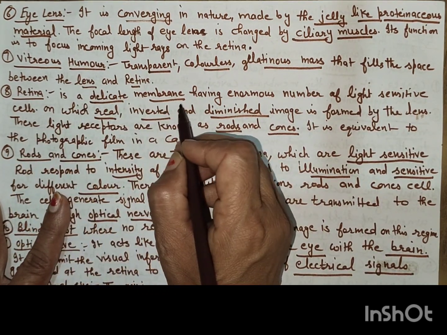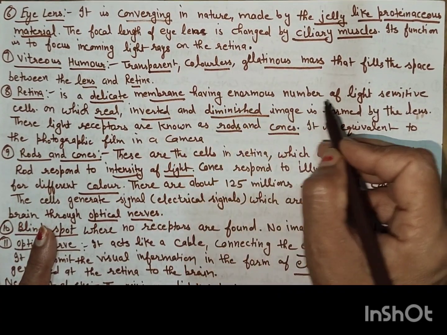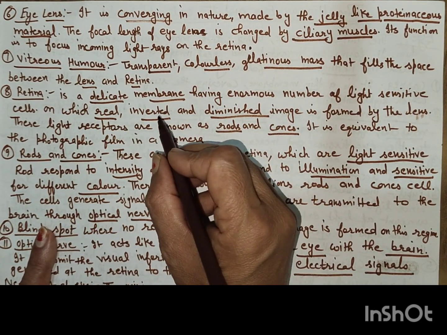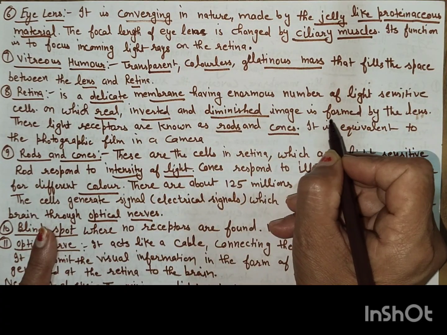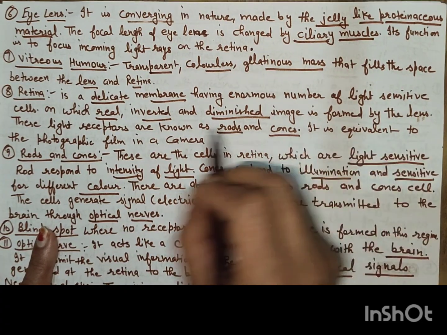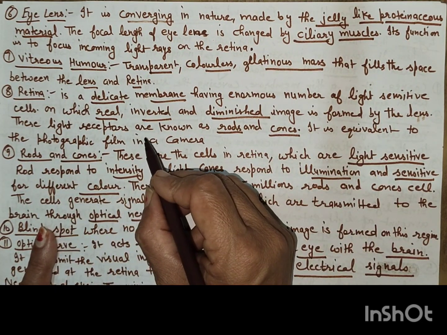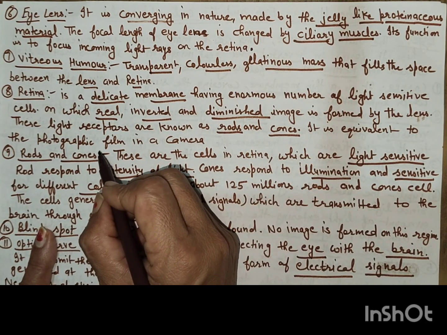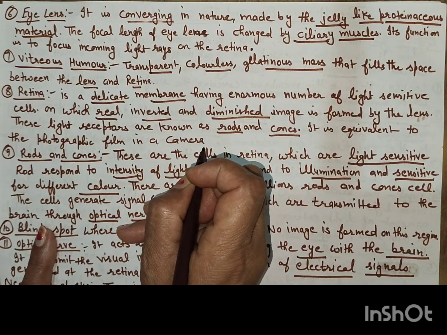Retina. Retina is a delicate membrane having an enormous number of light-sensitive cells on which a real, inverted and diminished image is formed by the lens. These light receptors are known as rod and cone cells. It is equivalent to the photographic film in a camera.